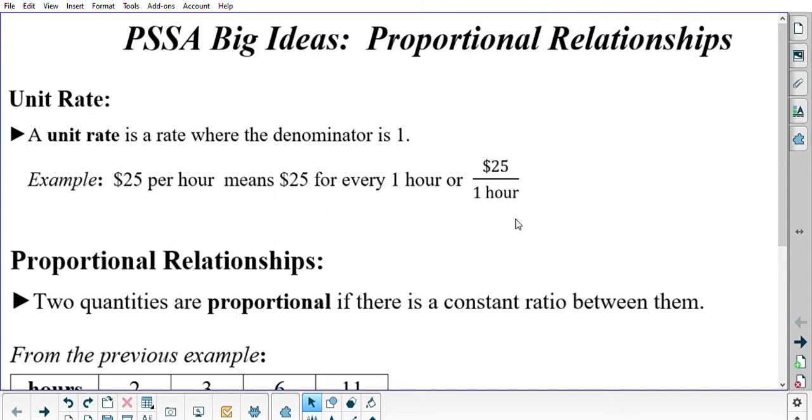Hello everyone, this is Mr. Underkoffler, and today we're going to be looking at the PSSA big ideas on proportional relationships. And then we will also get to the one on percent.